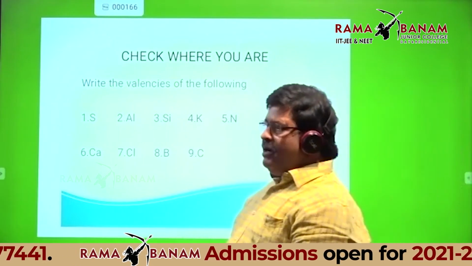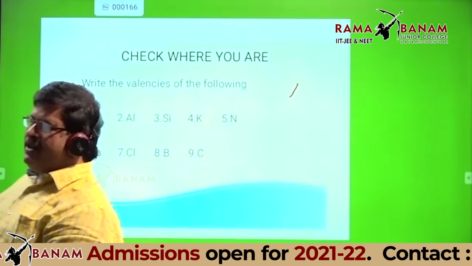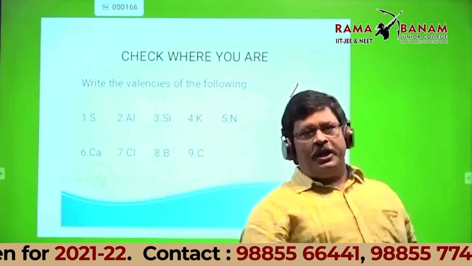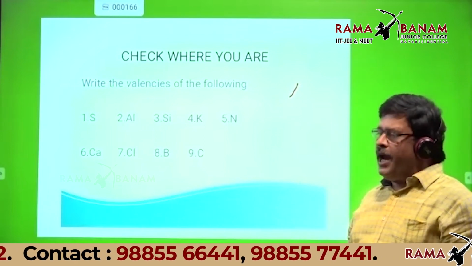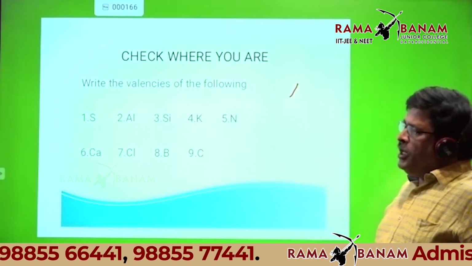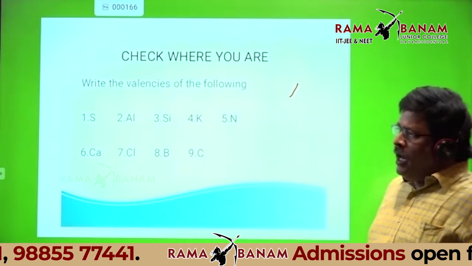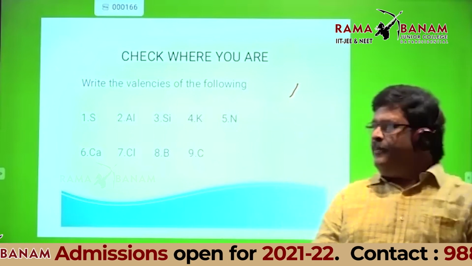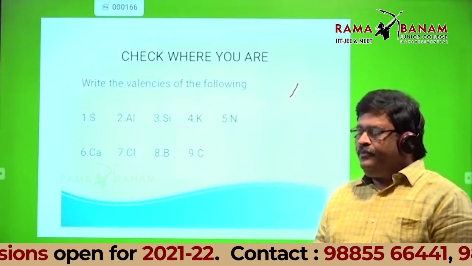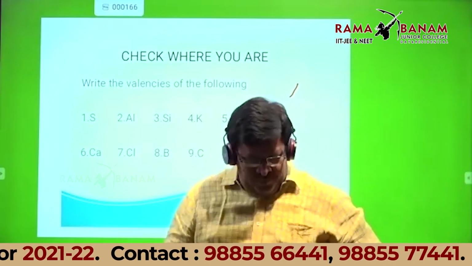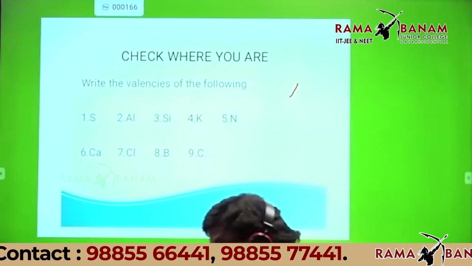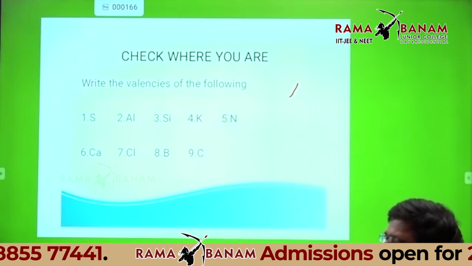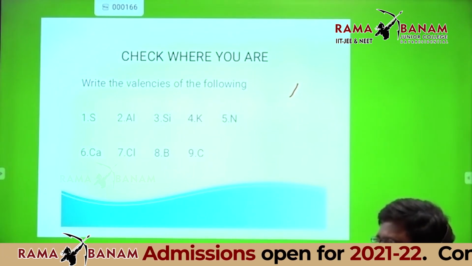I'll give 5 minutes time to you all. I gave 9 elements. I want the valences of these 9 elements, students. Don't take the periodic table. Don't go through your notes. You just try to write the valences. If you know the atomic number of this element and atomic number of this element. Please keep quiet, sit down. I'll tell the answers after 5 minutes. After that, you can correct.